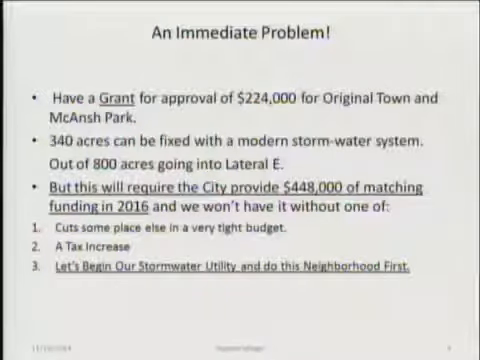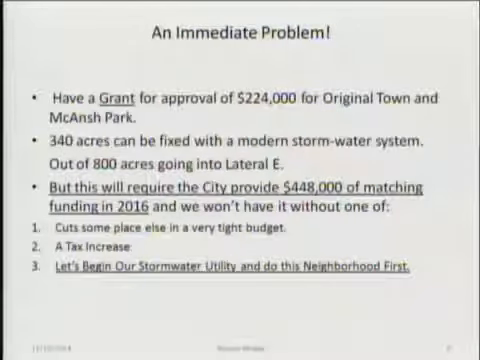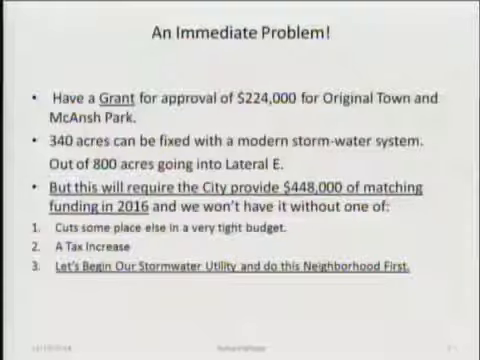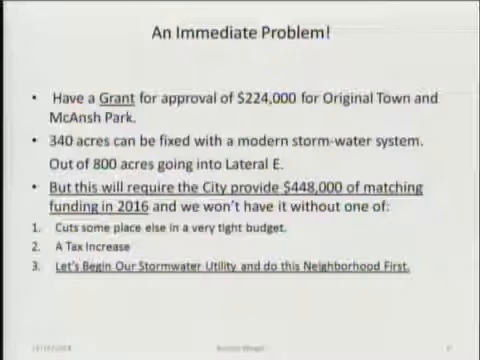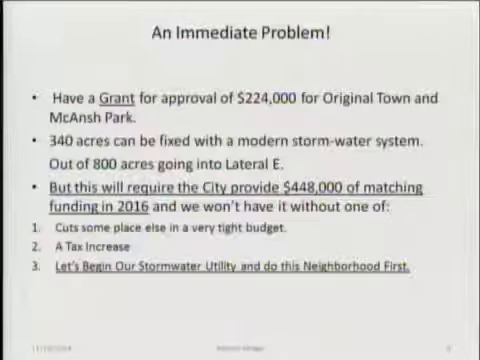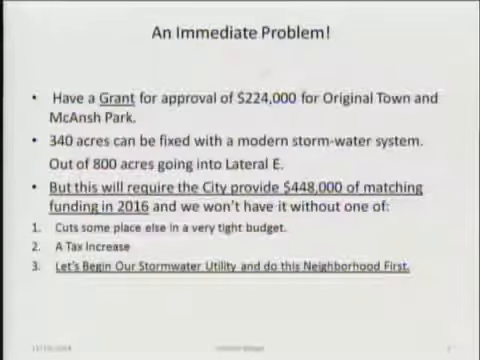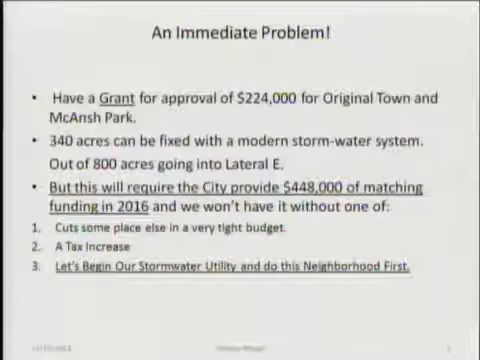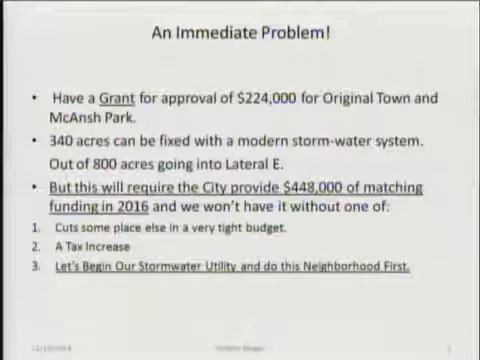And if we don't provide the money, we can't get the 224. You know what that says, just for this project, which is a good problem. It's good to get $224,000 for Original Town and McCamish, but the problem is that it takes money to get the money. And where are you going to get it from? You're going to get it cut someplace else in a very tight budget, and I've lived through 3 years on city council and 1 year in finance, and I got to tell you, the budget is tight. You can get it from a tax increase, which none of us want. $500,000 would represent a 12.5% tax increase for what it's worth in roundest terms.